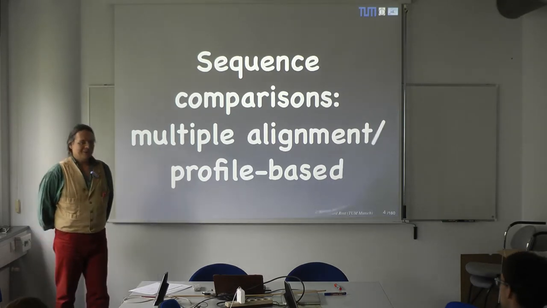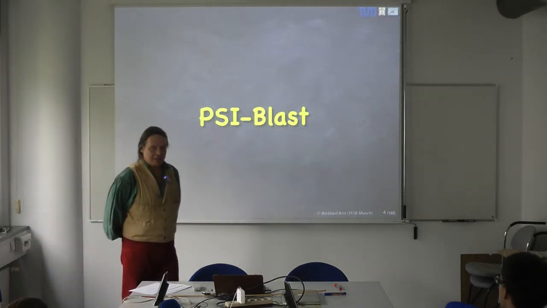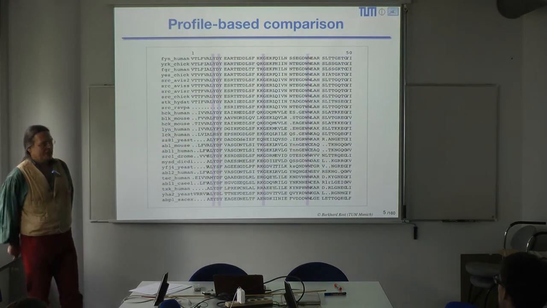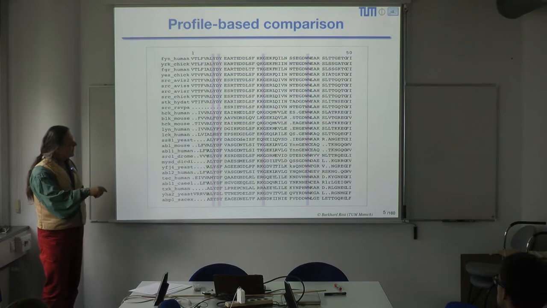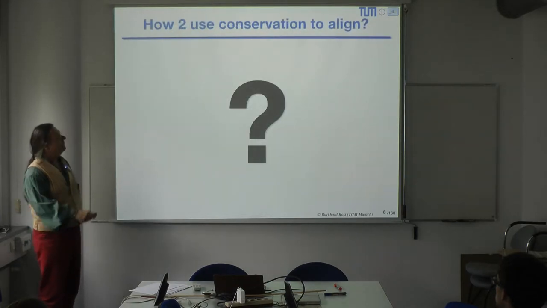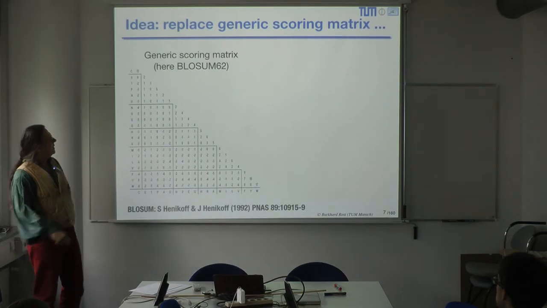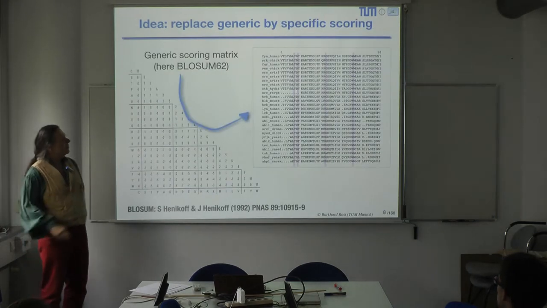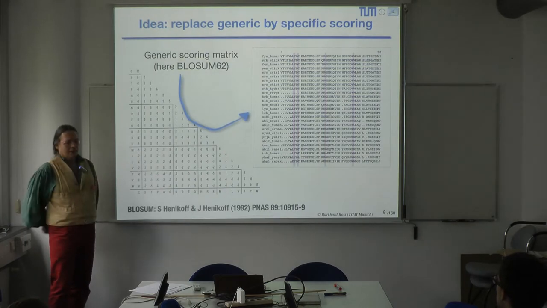Profile-based alignments. The first method you all know, PSI-BLAST. The idea simply is you have built up this profile. Once you know the profile, and this is an SH3 family for your information, four columns are entirely conserved. So this conservation tells you where to align, how to align the next one. And the way to do that simply is to use some sort of generic scoring matrix, here BLOSUM62, and align that into that profile.